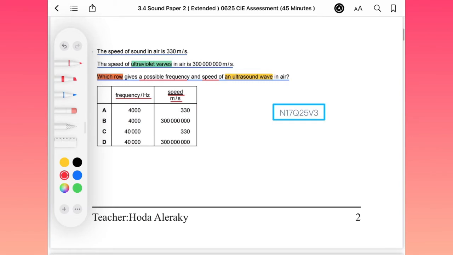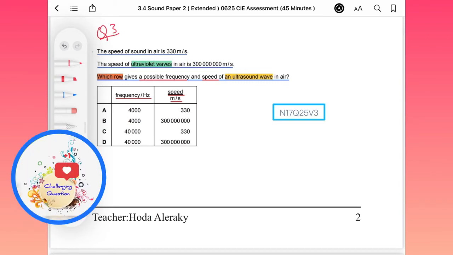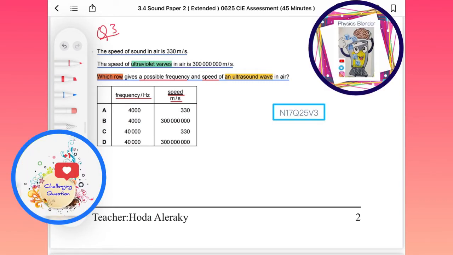Let's go to question 3. We are discussing ultrasound. What do you mean by ultrasound? Now you have information about ultraviolet waves. Please don't get confused between ultraviolet and ultrasound. To make it more clear, you should know that ultra means extra. So for ultraviolet, it means the frequency of ultraviolet radiation exceeds the frequency of violet.